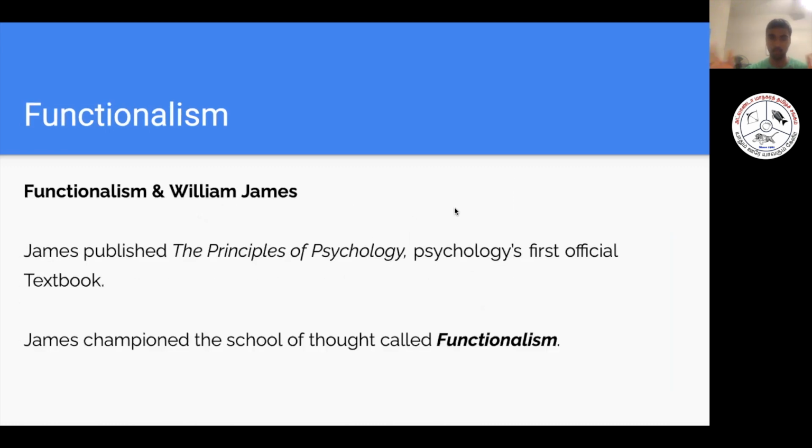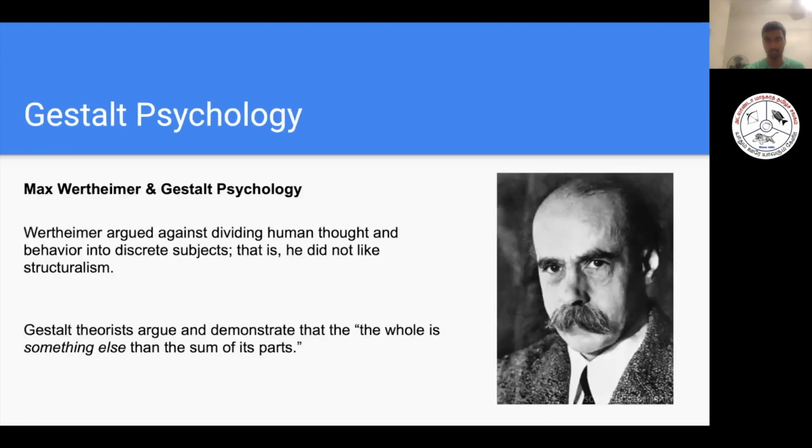Functionalism is by William James. He essentially made this school of thought that looked at why people behave the way they behave. So while structuralism is about how something works, functionalism is about the behaviors. So it's like why. Say I drink water. Why am I drinking water? Because I'm thirsty. That's what functionalism is trying to find.